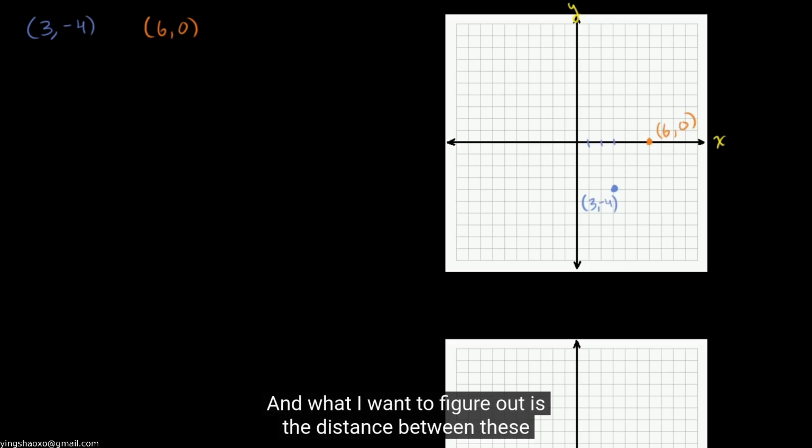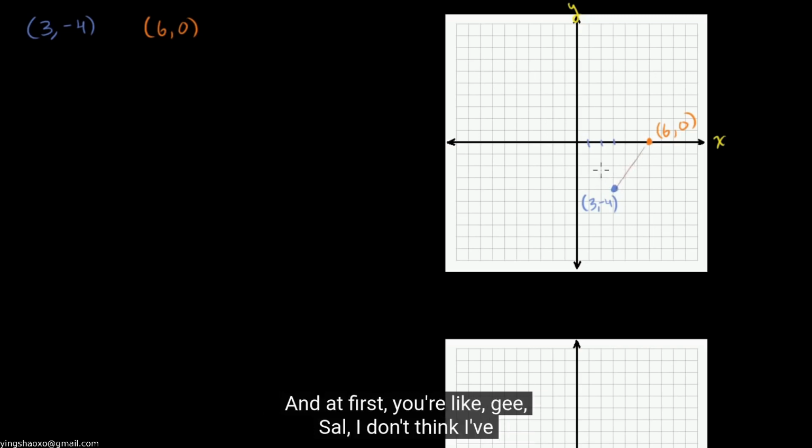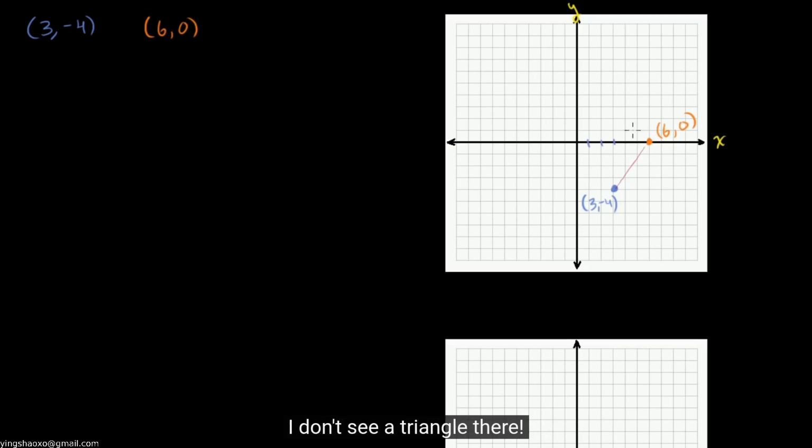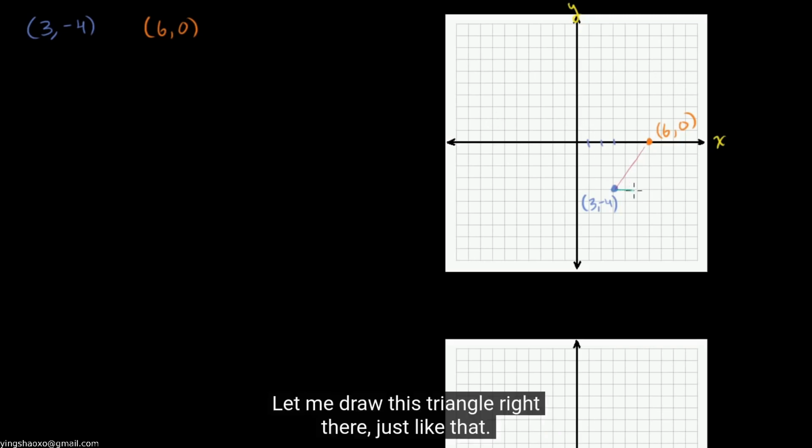And what I want to figure out is the distance between these 2 points. How far is this blue point away from this orange point? And at first you're like, gee, Sal, I don't think I've ever seen anything about how to solve for a distance like this. What are you even talking about? The Pythagorean theorem? I don't see a triangle there. And if you don't see a triangle, let me draw it for you. Let me draw this triangle right there, just like that.